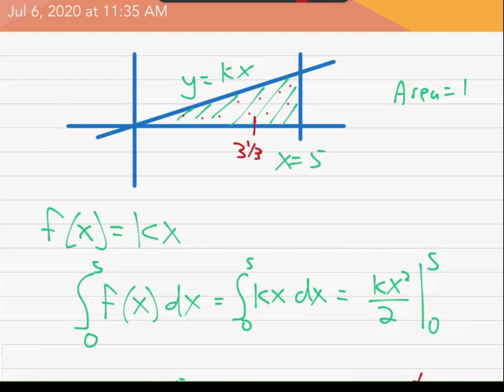And it makes sense, to me at least, because it's going to be closer to the 5 than it is to the 0 because the weighting is heavier on the right. There's more points to be drawn over here on the right than there are over here on the left. So the expected value or the average x value is 3 1/3.